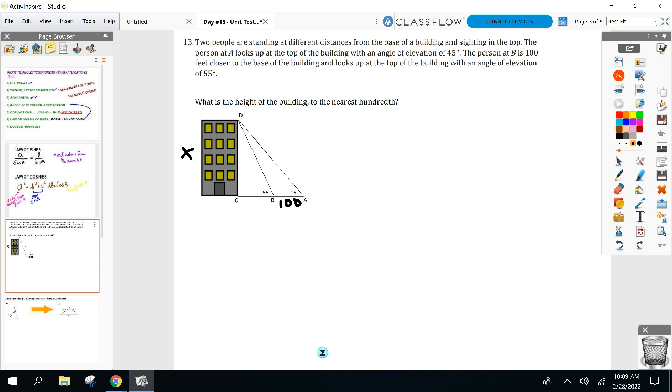So here's what I'm going to need to do. Can you guys find me all the other missing angles for me? I know that's a right angle. Can you guys find all the other missing angles for me? You guys know all the angles add up to 180. Linear pairs are supplementary. There's no way I'm going to find the height of the building in one step.